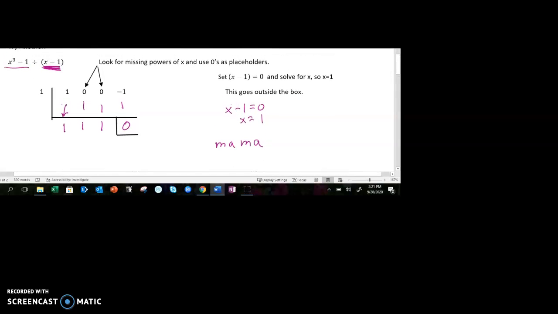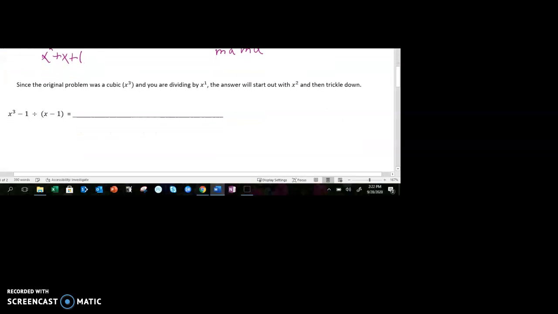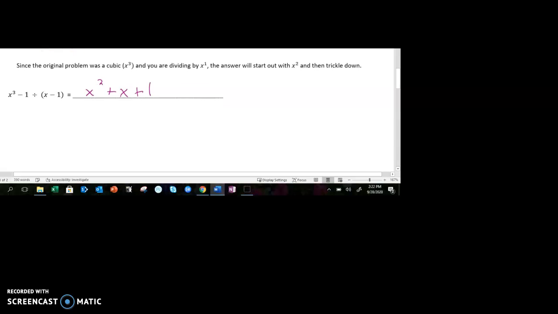So if my original problem started out with an x cubed, my answer should start out with an x squared. So this would be 1x squared plus x plus 1. And that's what I get, x squared plus x plus 1. All right, let's move on.